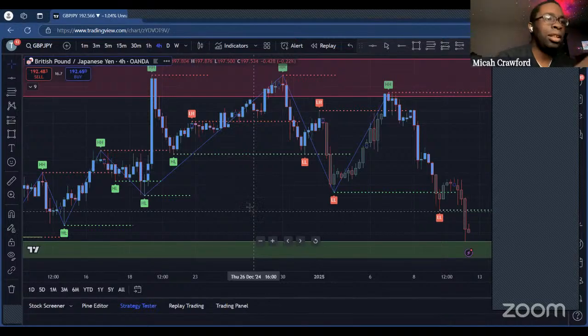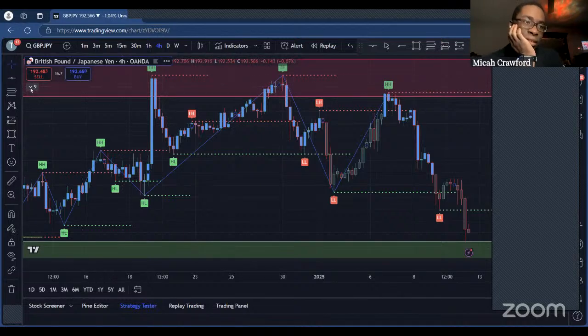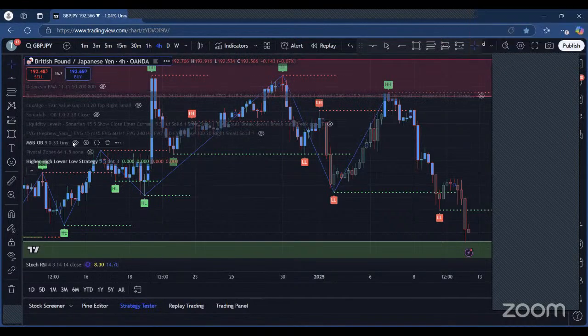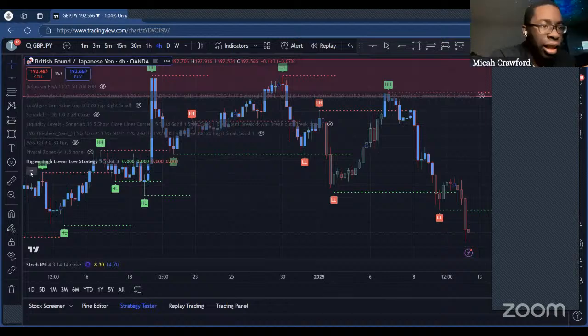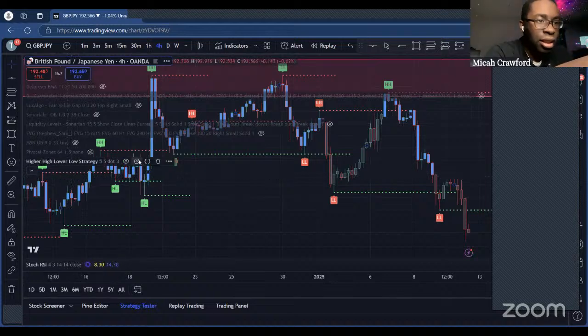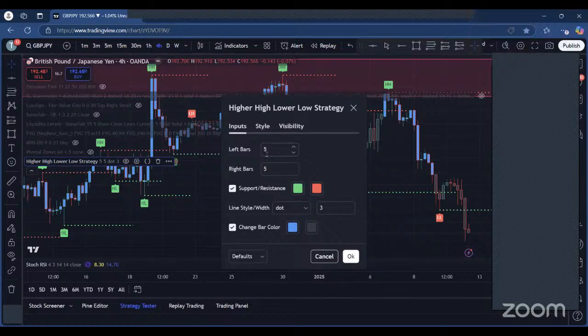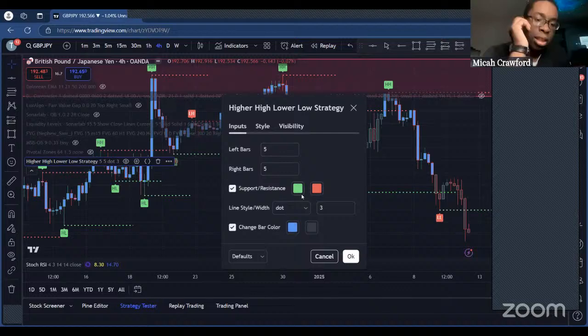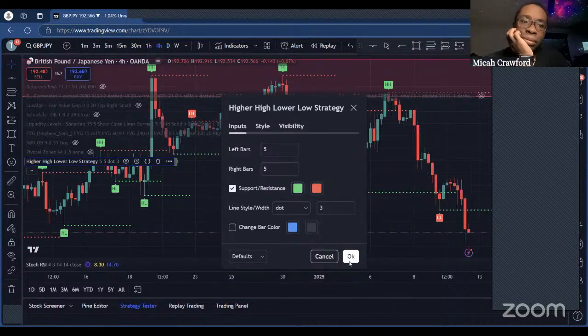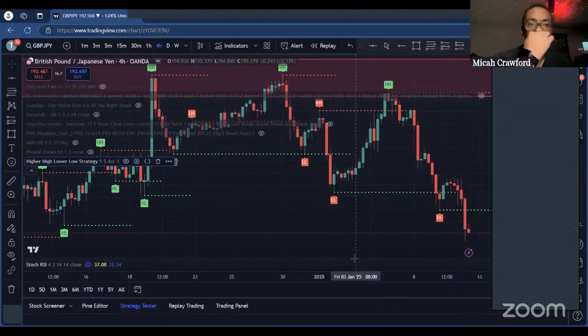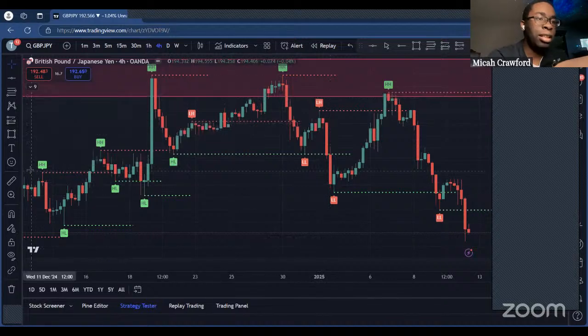That's okay. Go to your indicator list. Yeah, let's hide that one and go to the settings for the higher high, lower low strategy with the gear. Yep. Change bar color. Yep, uncheck change bar color. Hit OK. Now go ahead and you can hit the arrow underneath higher high, lower low strategy. All right.